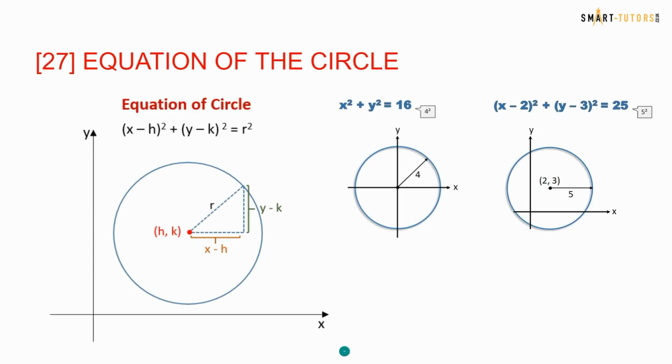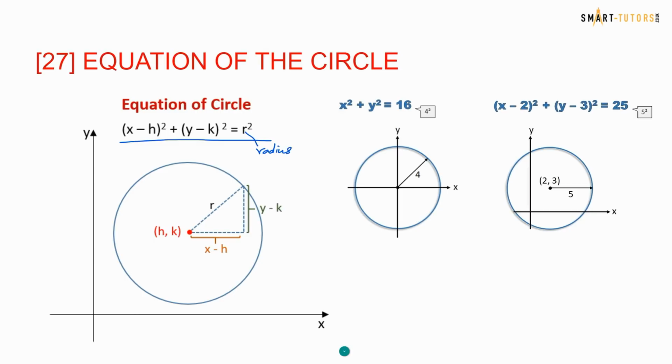Topic number 27, equation of the circle. The general equation of the circle is this: (x minus a) whole thing squared, or h, plus (y minus b) whole thing squared, or k, equals radius squared. So this r stands for radius. So let's look at the question here.